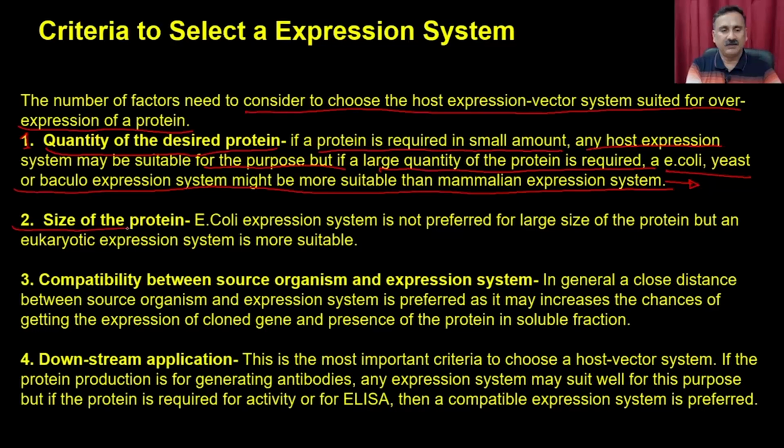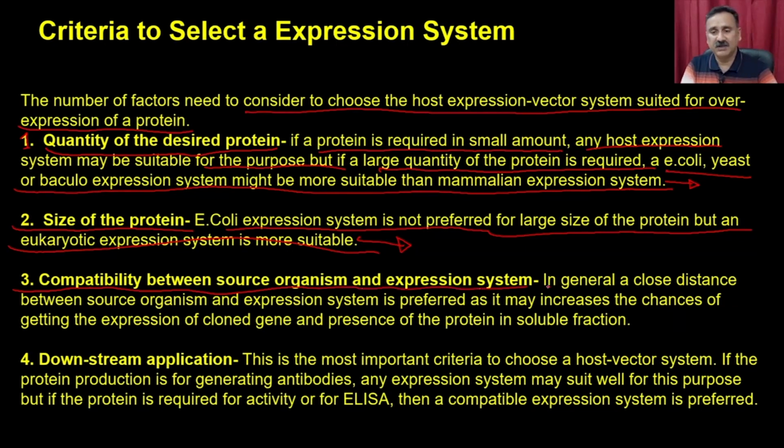Then it also depends on the size of the protein. The E. coli expression system is not preferred for large proteins, but a eukaryotic expression system is more suitable for large proteins. Then we have the compatibility between the source organism and the expression system. In general, a close relationship between the source organism and the expression system is preferred, and may increase the chances of getting expression of the cloned gene and the presence of the protein in the soluble fraction.